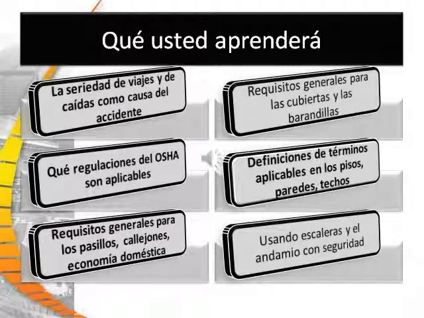What topics will we discuss? We'll discuss the seriousness of trips and falls as an accident cause, what OSHA regulations are applicable to the topic, the general requirements for aisles, passageways, and housekeeping, as well as covers and guardrails. We'll give you definitions of floors, walls, and ceilings, and how to use ladders and scaffolding safely.